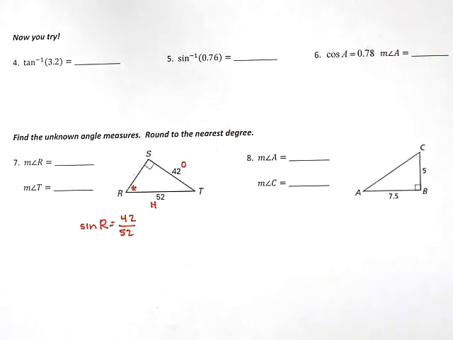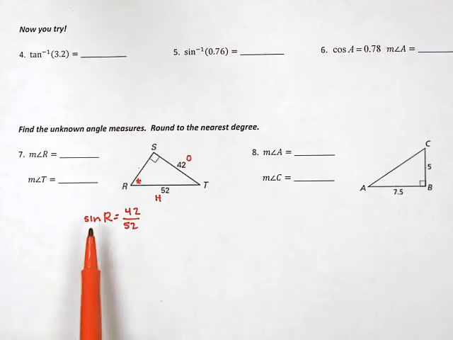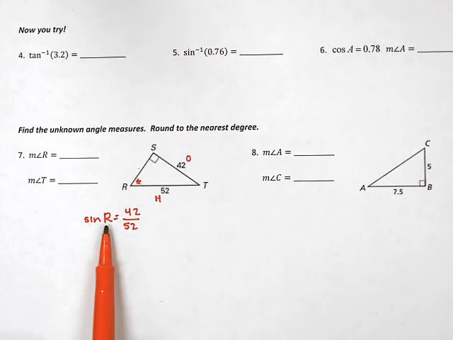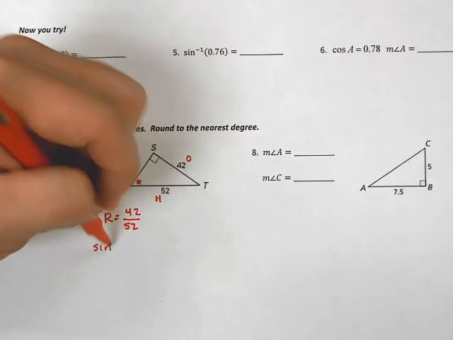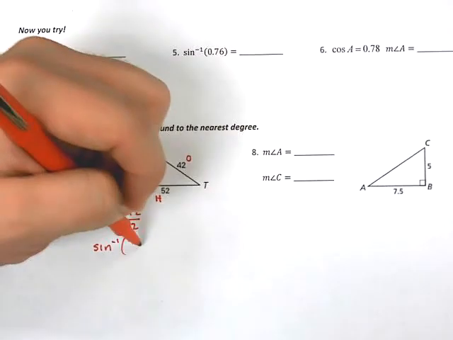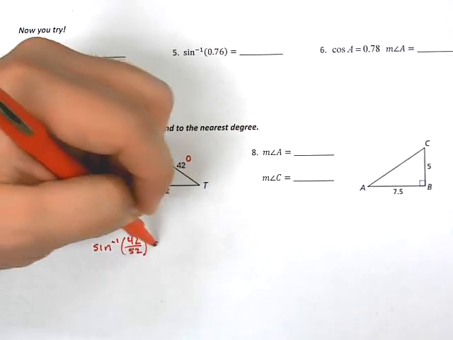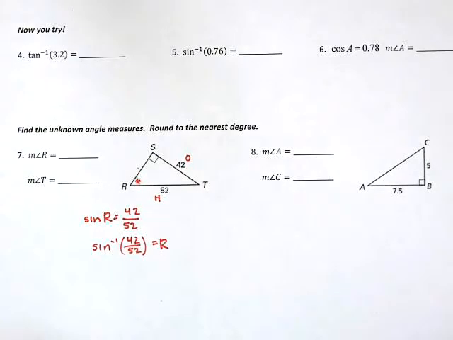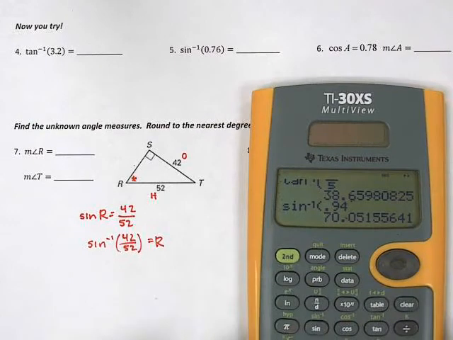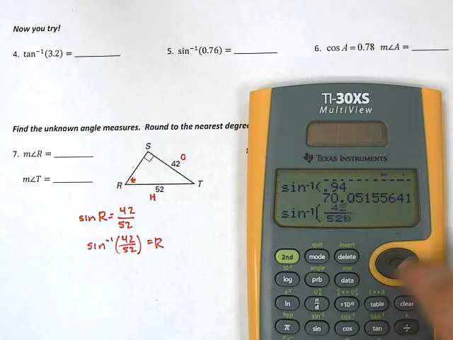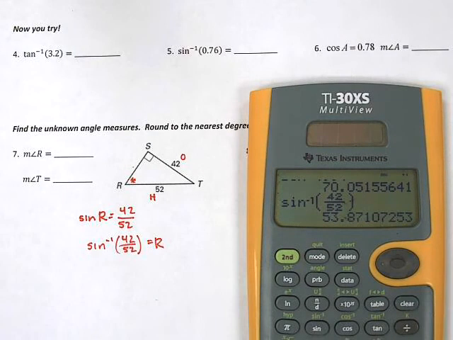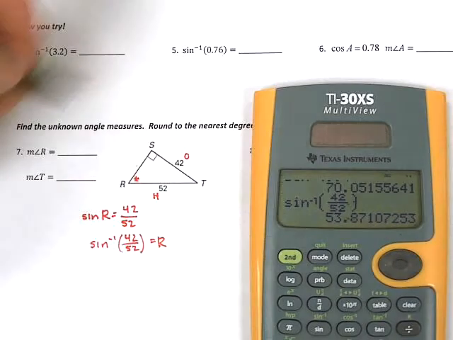Alright, now we just learned that if we ever have the sine of an unknown angle and we have the ratio, we can always rewrite as the inverse sine of the ratio equals the angle. And that is what I will put into the calculator. Inverse sine of 42 over 52. Notice I didn't even have to reduce that fraction. But when I do that, I get about 54 degrees.